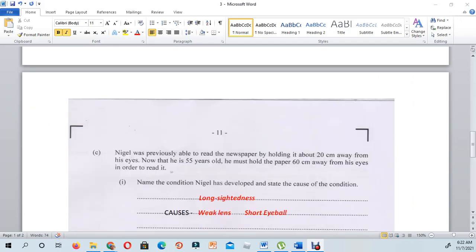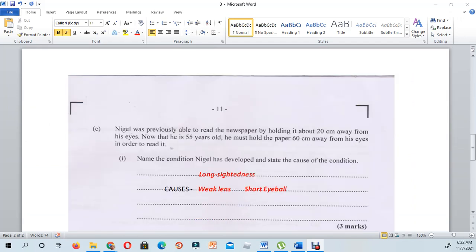Let's move on to the other questions. Question C. Nigel was previously able to read the newspaper by holding it about 20 centimeters away from his eyes. Now that he is 55 years old, he must hold the paper 60 centimeters away from his eyes in order to read it. Name the condition Nigel has developed and state the cause of the condition. So that condition, of course, will be long-sightedness, and we have two possible causes there: a weak lens and, of course, short eyeball.